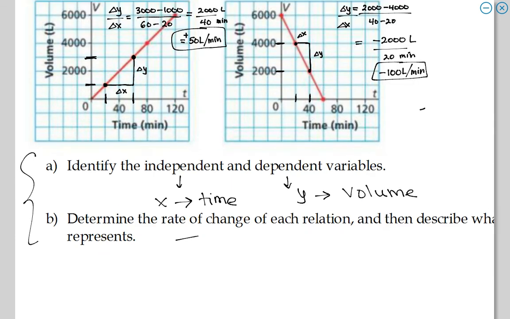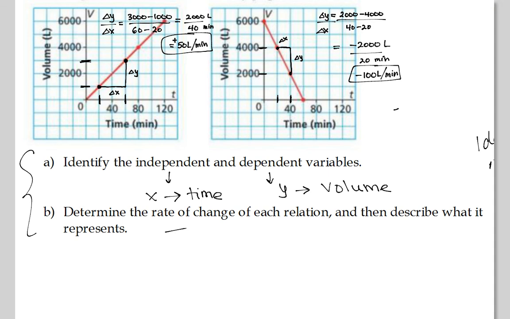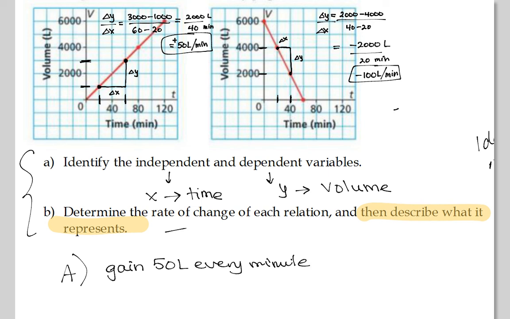And then the most fun part of all this. Describe what it represents. The first one, gain 50 liters every minute. The second one, lose 100 liters every minute.